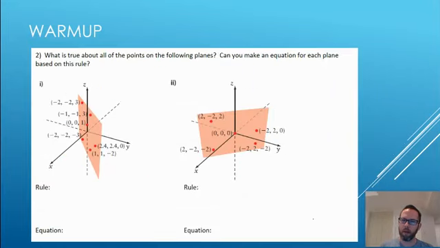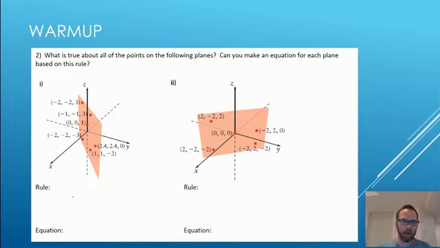Can you do some more complicated ones? You're given a couple of planes there, and at least 5 points on each one. Can you see a rule for these planes, and then turn that rule into an equation? You can pause and think about that for a second, and unpause when you're ready.